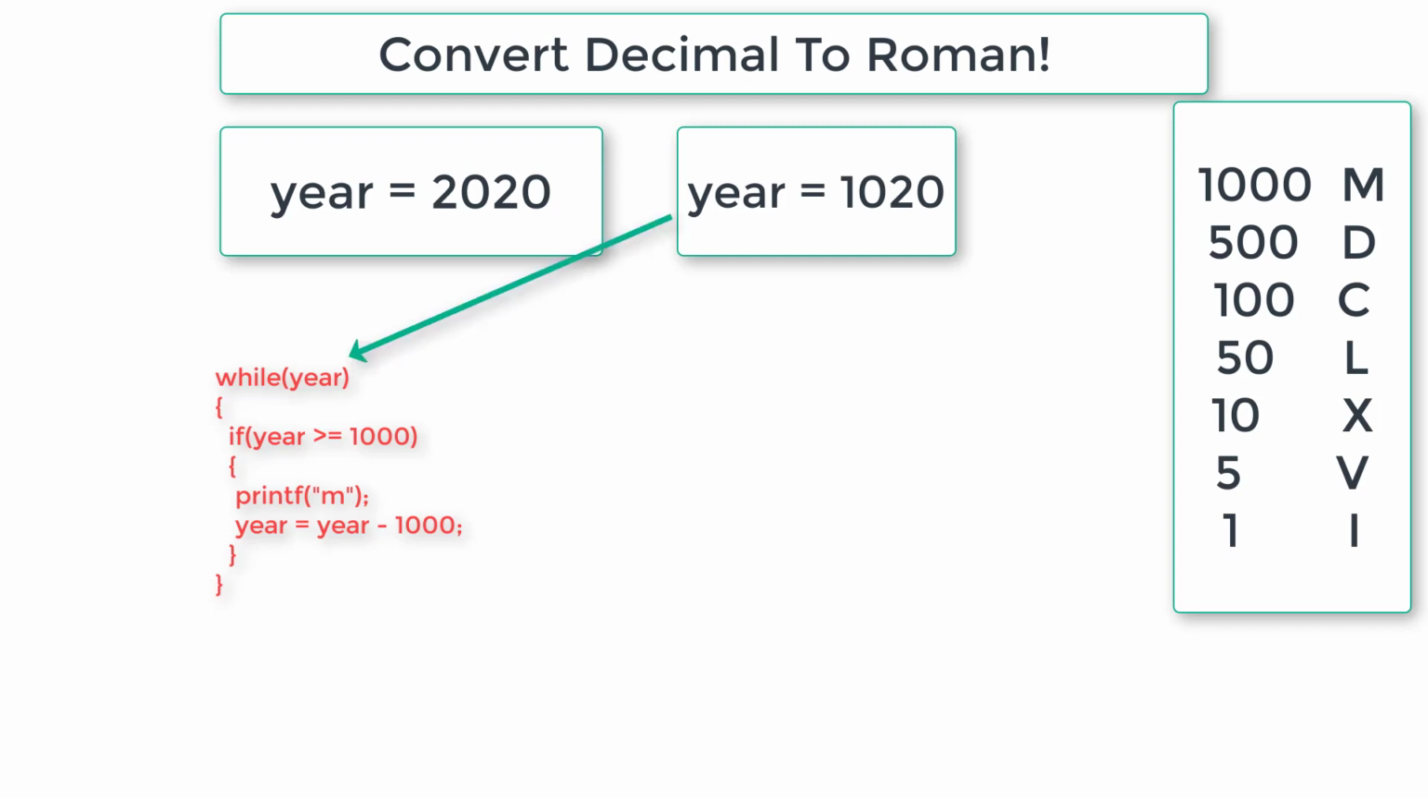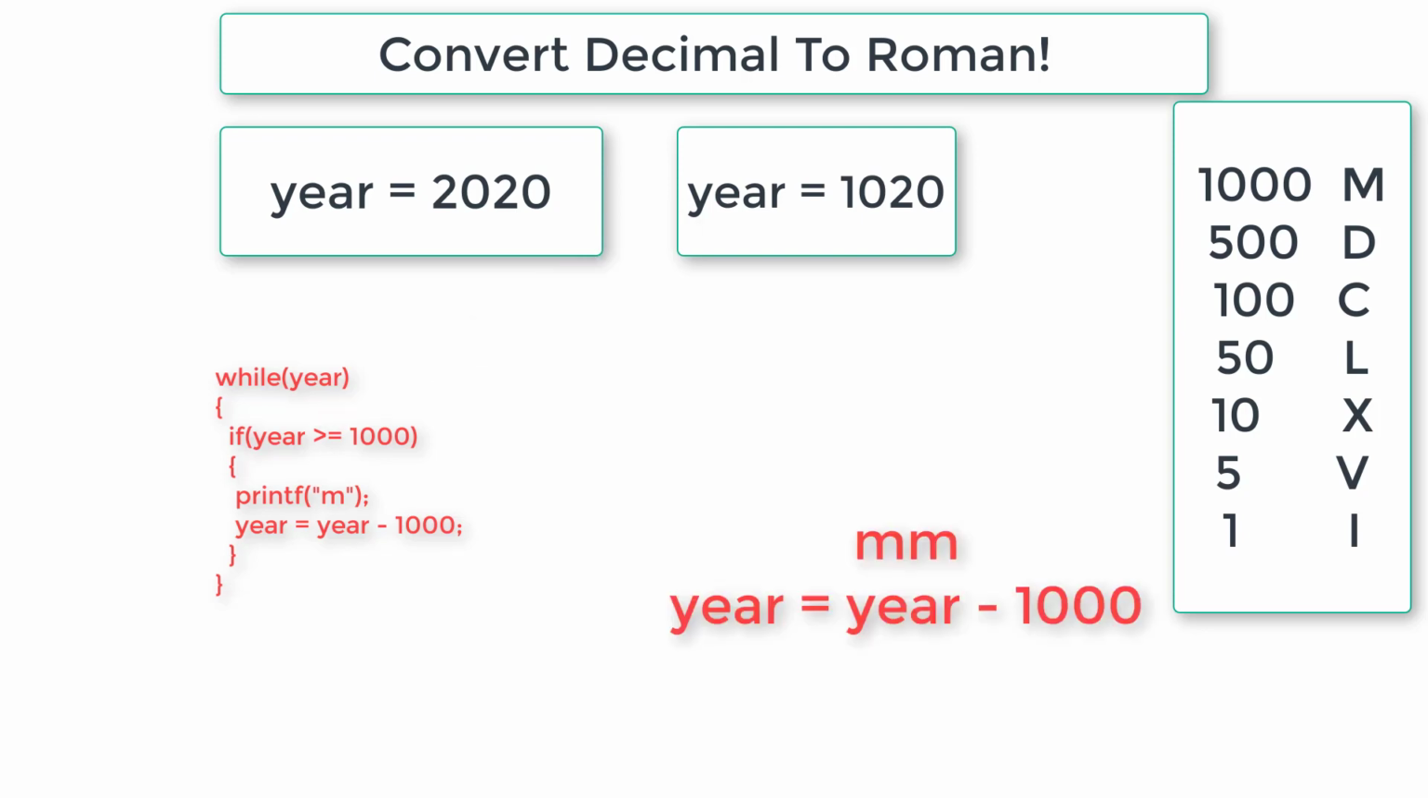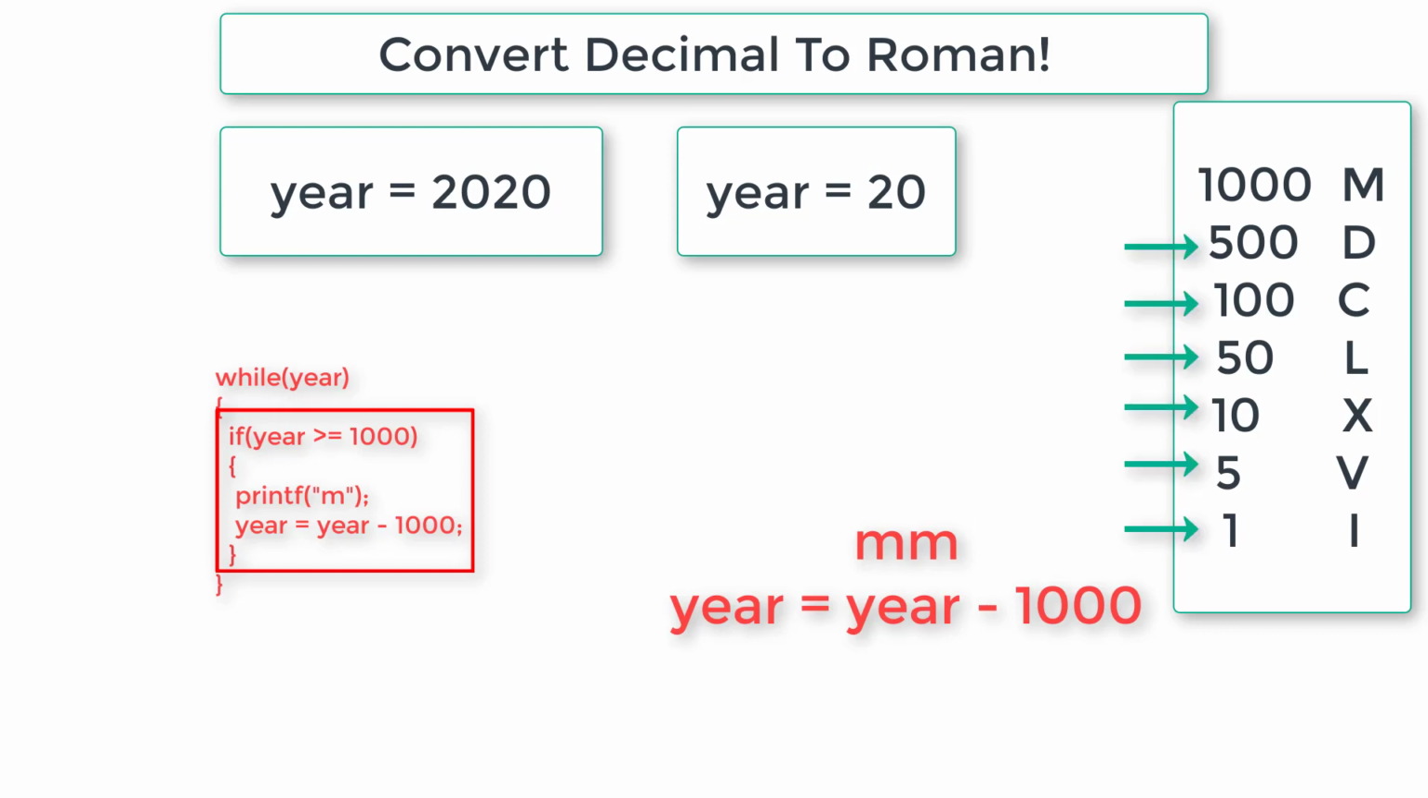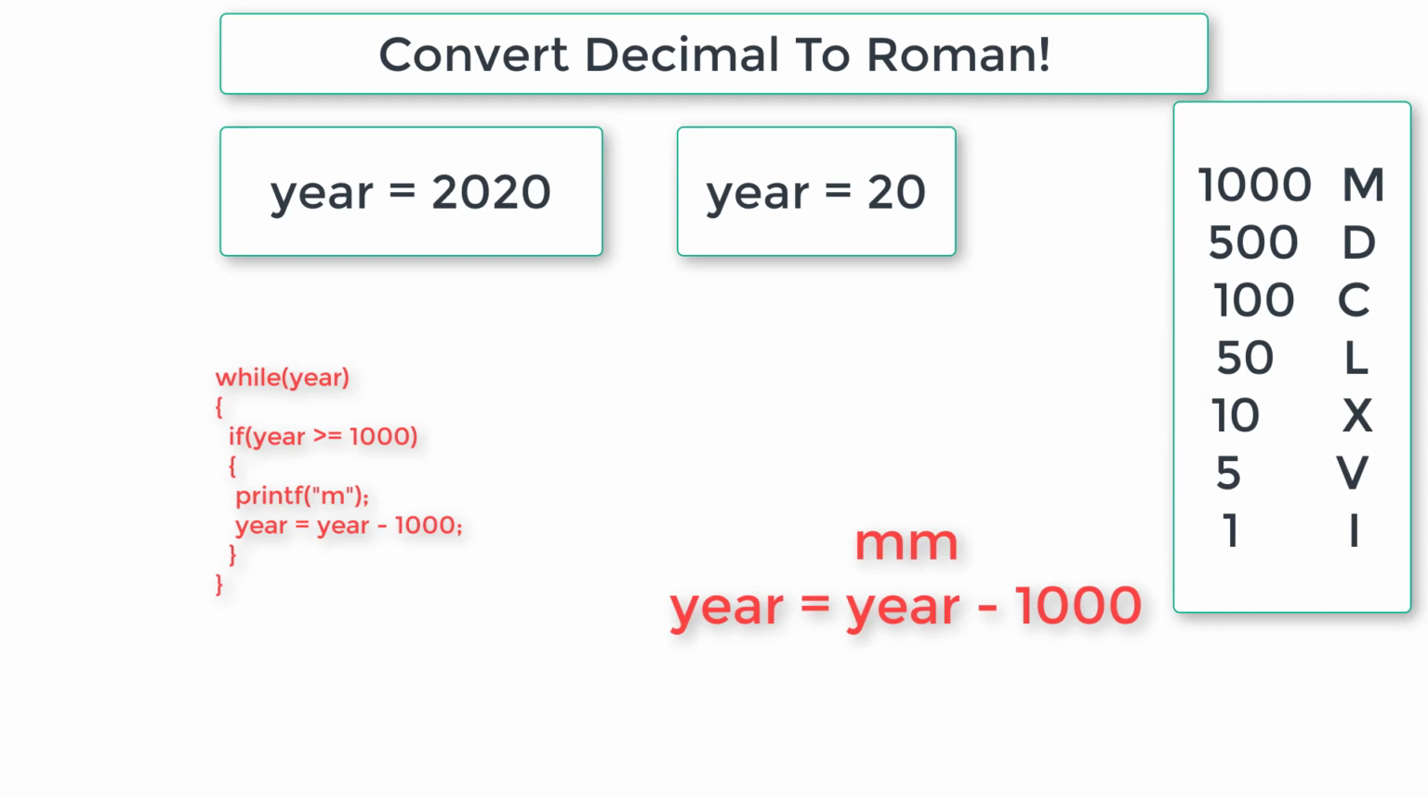Now the while loop iterates once again. Year is positive, so it checks the condition inside the if. Year is greater than or equal to 1000, yes, 1020 is greater than 1000, so execute the code inside this if condition. Previous iteration M, present iteration M, so year is equal to year minus 1000, 2020 minus 1000, we will get 20. The while loop iterates once again. Such conditions need to be written for all these: 500, 100, 50, 10, 5 and 1.